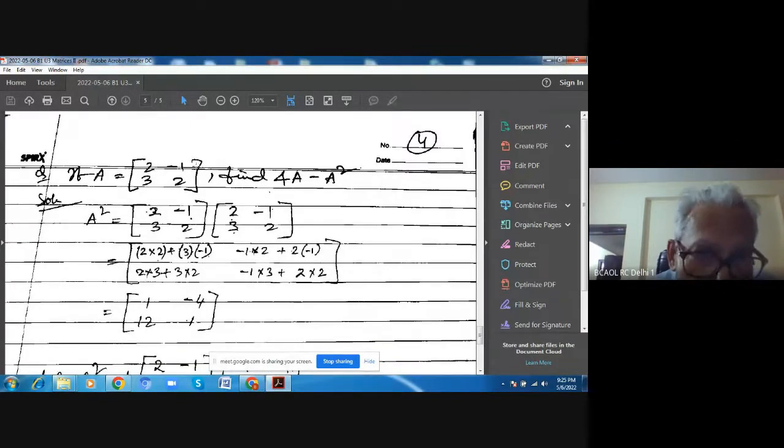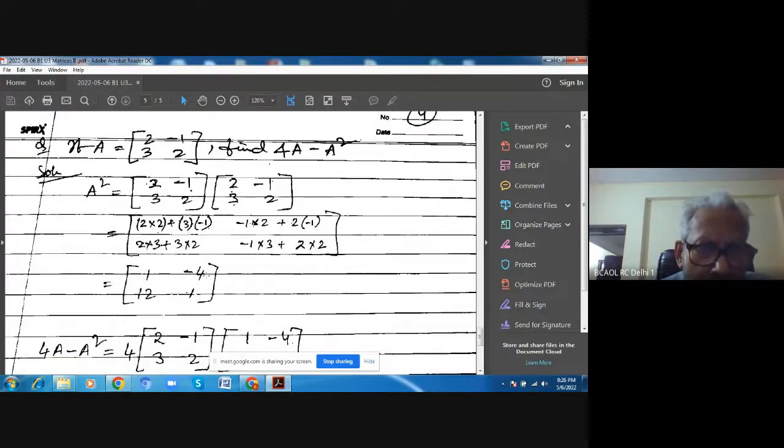Now the third homework I have given: matrix A, this thing, and find 4A minus A square. This is also the same thing. Here A square is there, so definitely first find the A square. Same thing, you repeat it and multiply it.